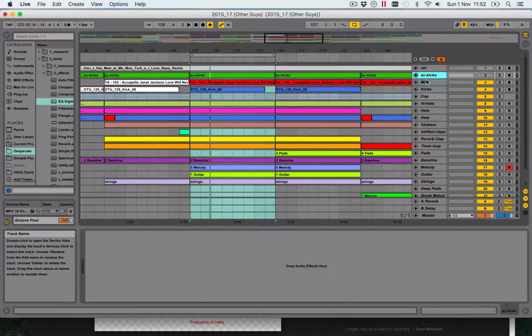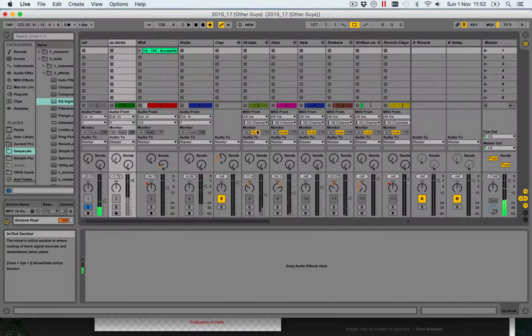And then when I hit the key number 1 on my keyboard, it will actually flick over to the reference track, which is Mo Turk's track. And so I play that. And what I did on the mixer, I actually got the two to be the same level on the master.